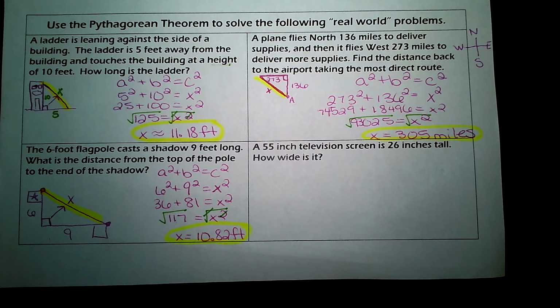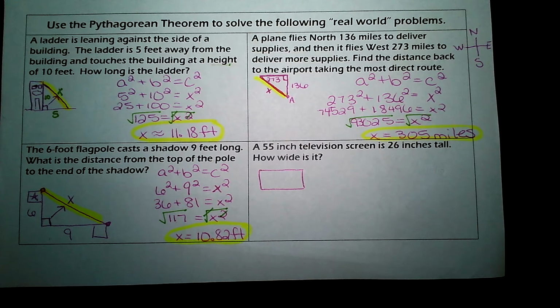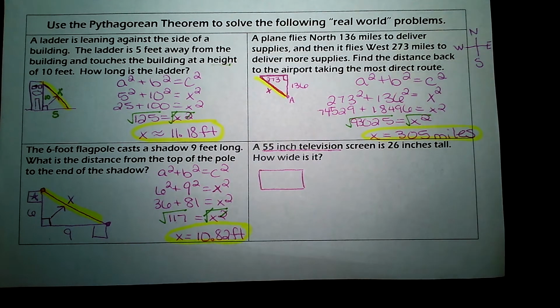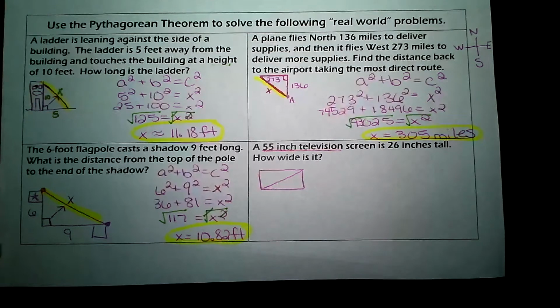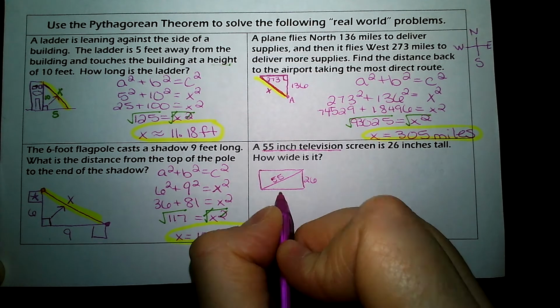All right, final question here. Read first. A 55-inch television screen is 26 inches tall. How wide is it? I'm going to start with a television screen here. Here's my TV. TV is a rectangle. This is important to know before you go television shopping. When they say something is a 55-inch TV, they're being a little bit tricky. They're measuring on the diagonal every single time. So when they say you're looking at a 55-inch television, they're saying the diagonal is 55 inches. I don't know if you knew that. Well, this particular TV is 26 inches tall. The question is, how wide is the TV? You might need to know that before you buy a TV stand to put it on, right?